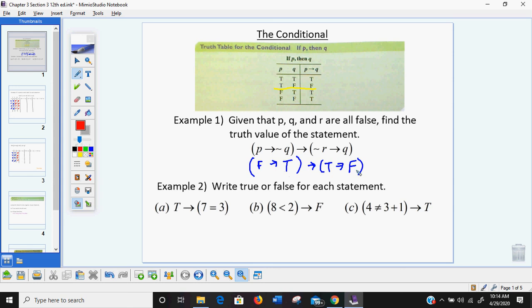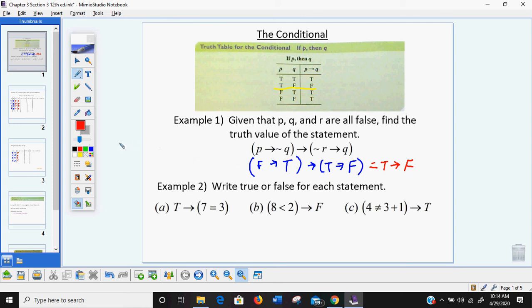Okay, so let's look at this. False, then true. If you start out with a false, it's true. Anytime you start out with a false, with the conditional, it's true. So I'm going to have true. If it's true, then if you start out with a true and it goes to a false, that's the only time you get a false on this truth table.